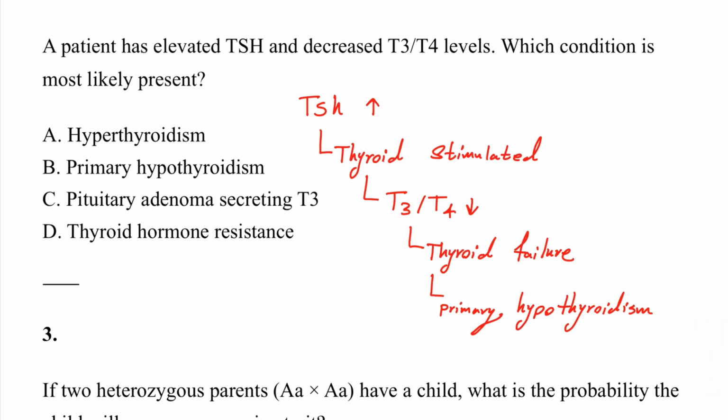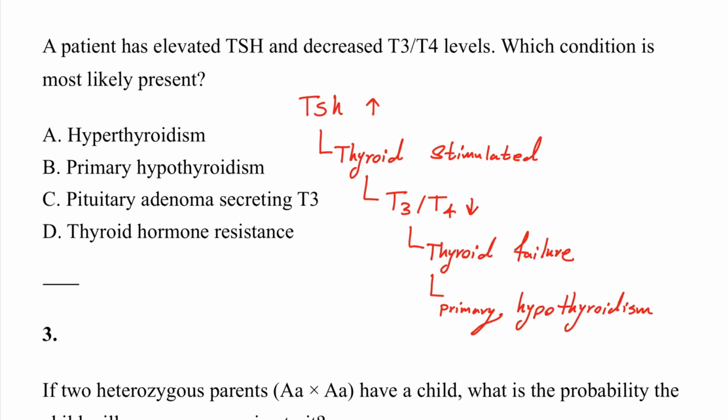Number 2. A patient has elevated TSH and decreased T3 and T4 levels. Which condition is most likely present? A. Hyperthyroidism, B. Primary hypothyroidism, C. Pituitary adenoma secreting T3, or D. Thyroid hormone resistance. So let's break this down step by step.